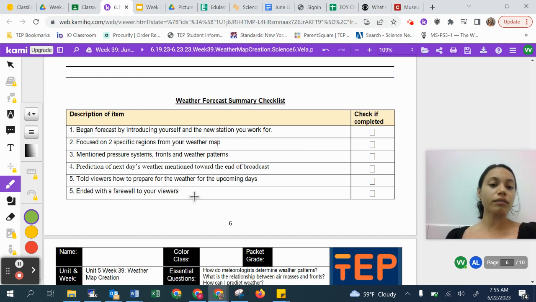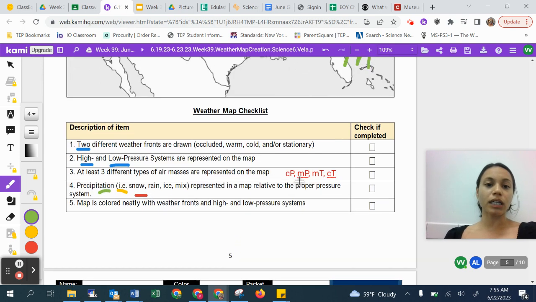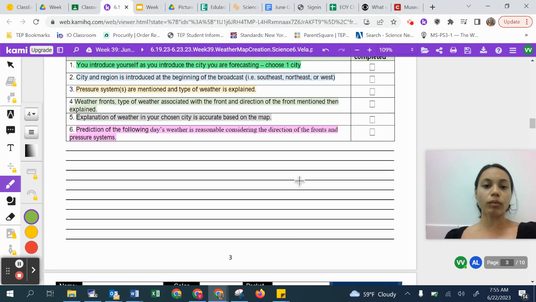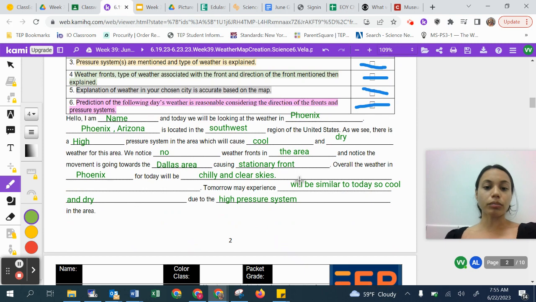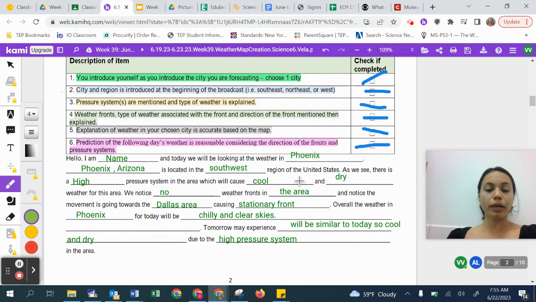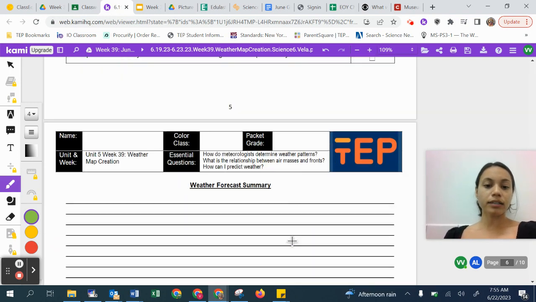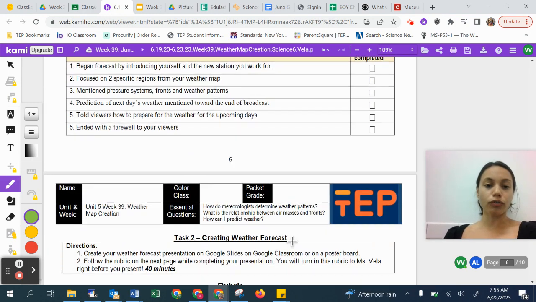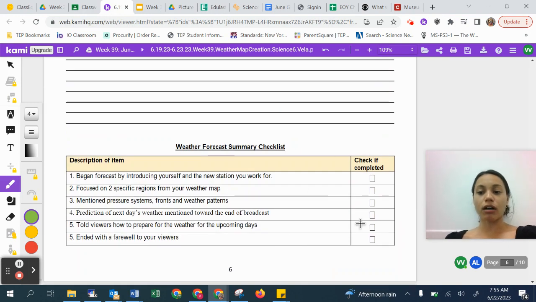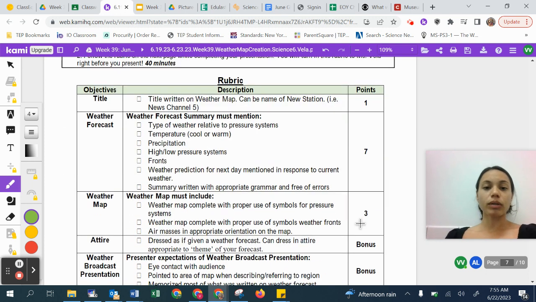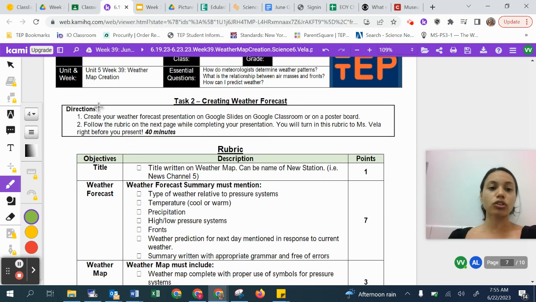Focus on all of these. I'm not going to read through them because they're really self explanatory, but if you need inspiration, just look at what we already wrote for page two. For page two, we gave you an example of what to do. Okay. And now, after you create your forecast, make sure that you check everything off if it's done. And once you're done with that, you're going to move on to task two, which is create your weather forecast presentation on Google Slides, on Google Classroom, or on a poster board.